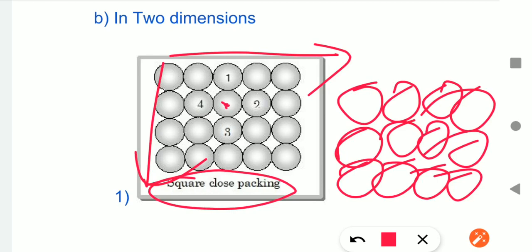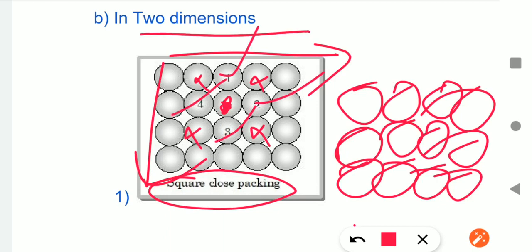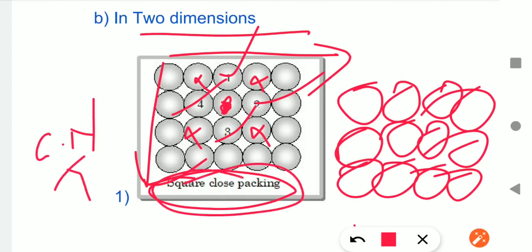Again, consider the coordination number: how many spheres are directly linked? This one, this one, this one, and this one. This sphere is not linked with the center one, because as you can see, there is a gap. These spheres will not be counted in the coordination number of the center sphere. So how many spheres? 1, 2, 3 and 4. In two dimension, if the packing is square close packing, the coordination number will be 4.